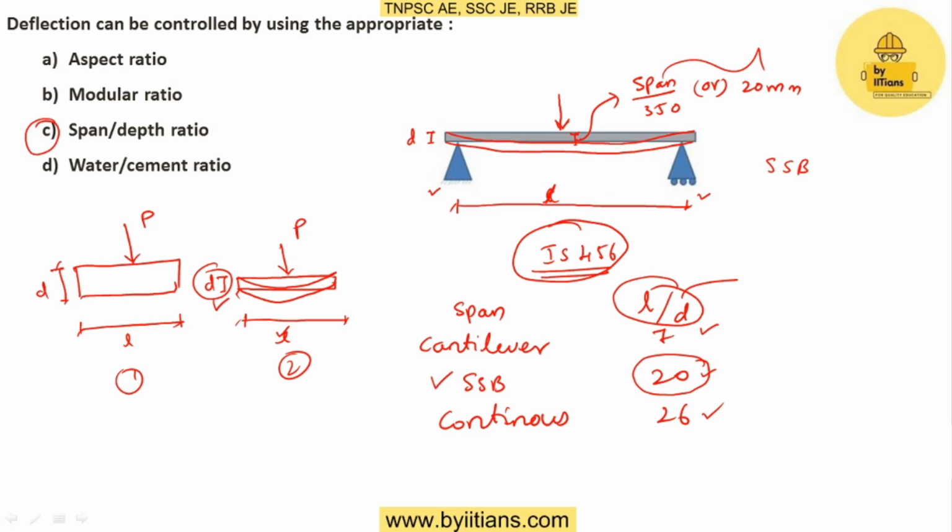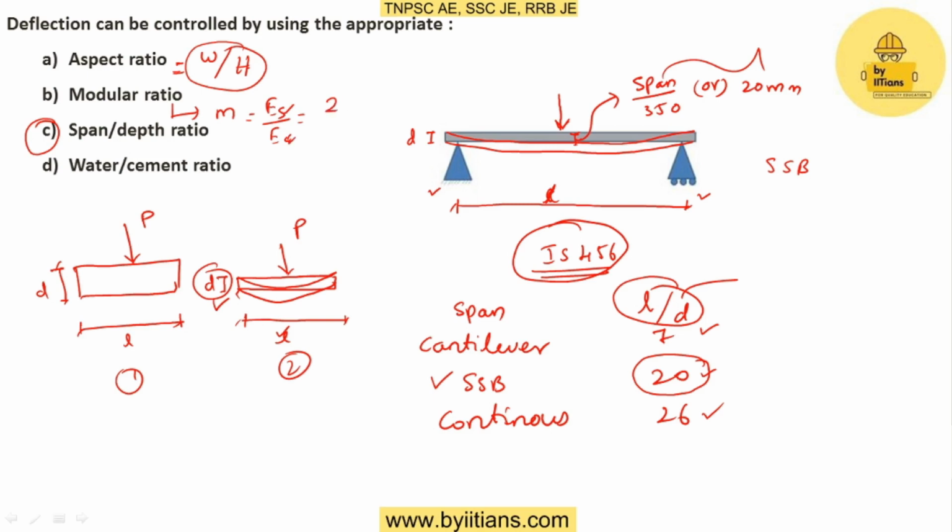Coming to other options, the aspect ratio is a ratio between the width to height. So TV screen, mobile screen, monitor screen, these denote aspect ratio as width by height. So modular ratio is denoted by M, and it is the ratio of ES by EC. What is ES? ES is nothing but modulus of elasticity of steel, and EC is nothing but modulus of elasticity of concrete.